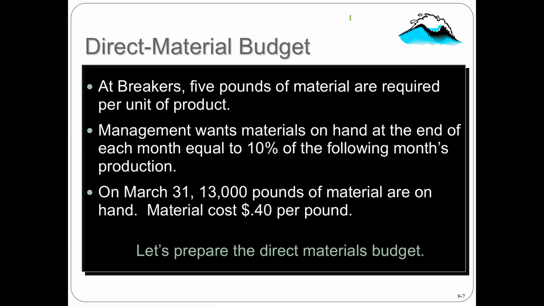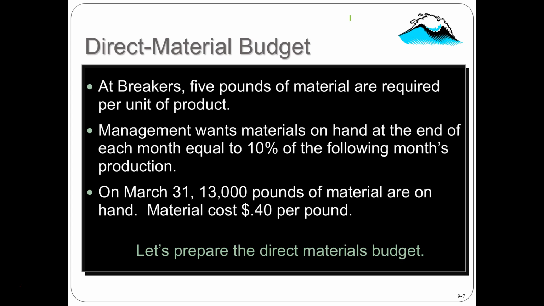Okay, so once we know that, then we can figure out how much we need to purchase. Direct labor and overhead will also need to go into there. So we know how many things we're going to make. Now we're going to think about how much stuff we need to buy in order to make the things that we're going to make in order to sell the stuff that we projected we are going to sell.